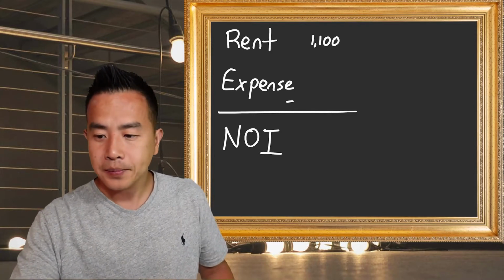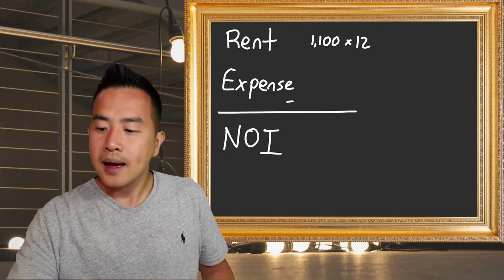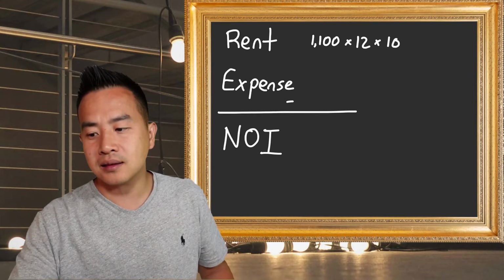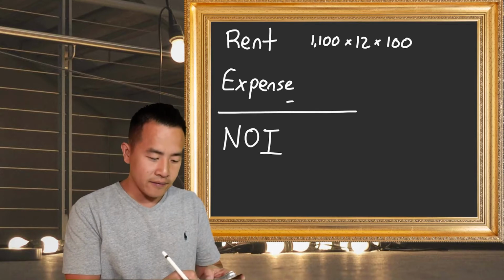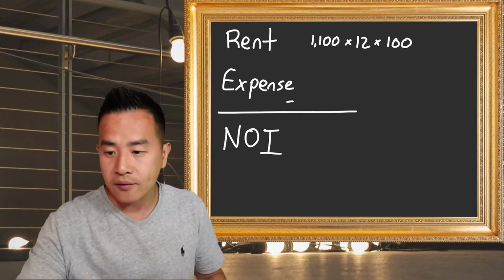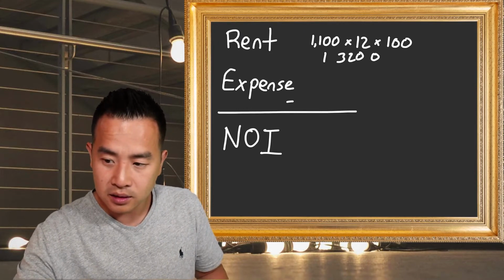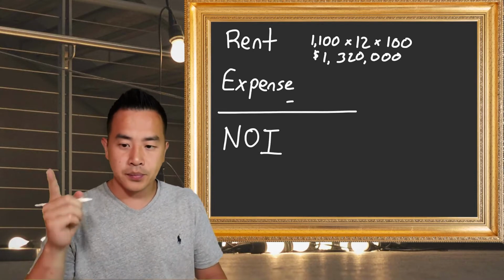So far, so good. Then we multiply it by 12 months in the year, and then by how many units. Let's say this is a 100-unit building. So the math is 1,100 times 12 times 100, and we have $1,320,000. Okay, so that is our income from the building.